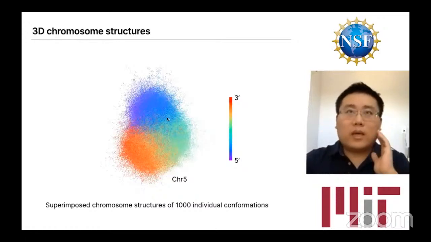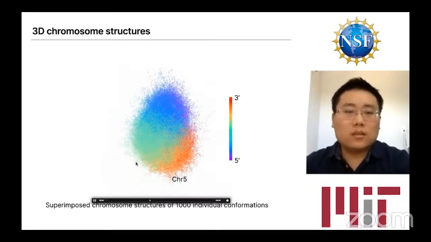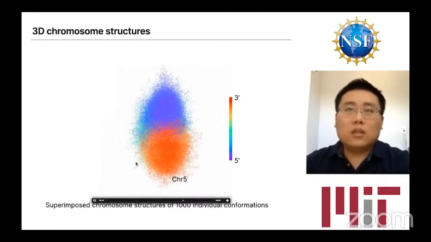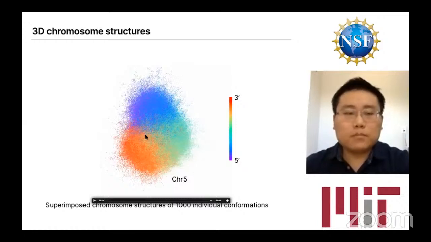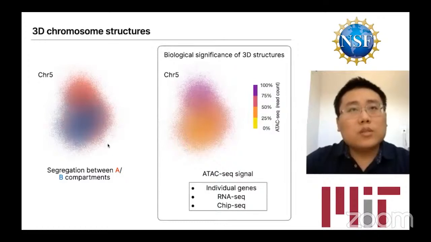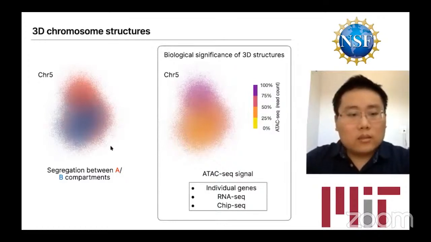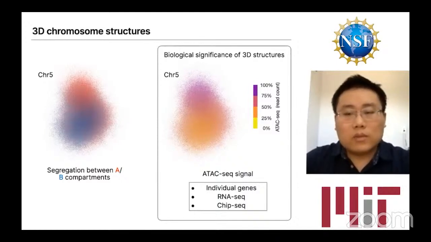To further demonstrate that, this is a movie where 1,000 individual chromosome conformations are superimposed together, and the color encodes the genomic location along the genome. You can see that it captures the probabilistic nature of the chromosome structures. Also, the reconstructed ensemble captures the segregation between the A and B compartments shown here. We can also overlay different biological markers, such as individual genes, RNA-seq or ChIP-seq data, with our reconstructed structures. Here is an example where the ATAC-seq signal is overlaid with the structure, and you can see that the loci with high ATAC-seq rate segregate from the loci with low ATAC-seq rate.